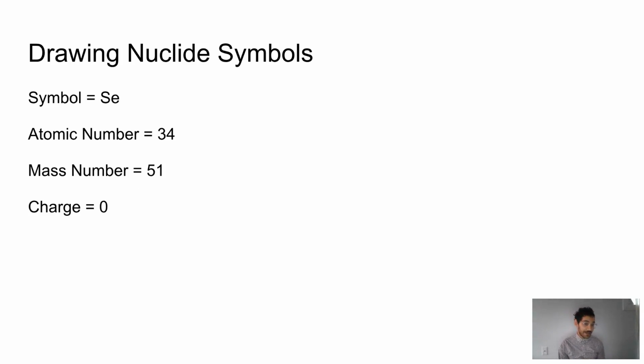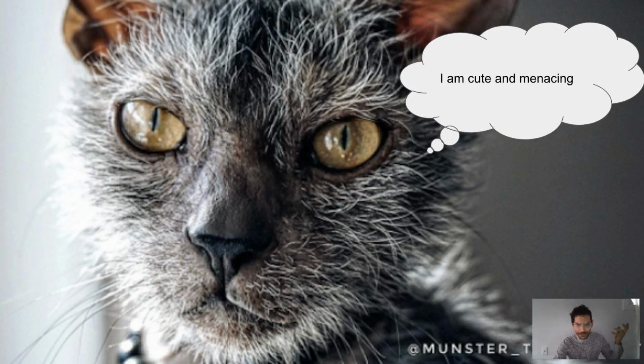Remember, our symbol is selenium, our atomic number is 34, our mass number is 51, and our charge is 0. So I can just put this down, a nice big selenium. The atomic number always goes below the mass number. The mass number up top should always be the same or larger than the atomic number. So that was super easy peasy.